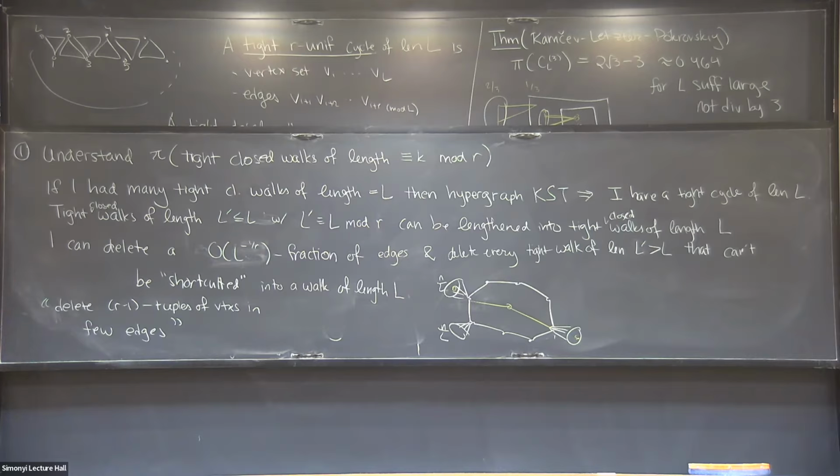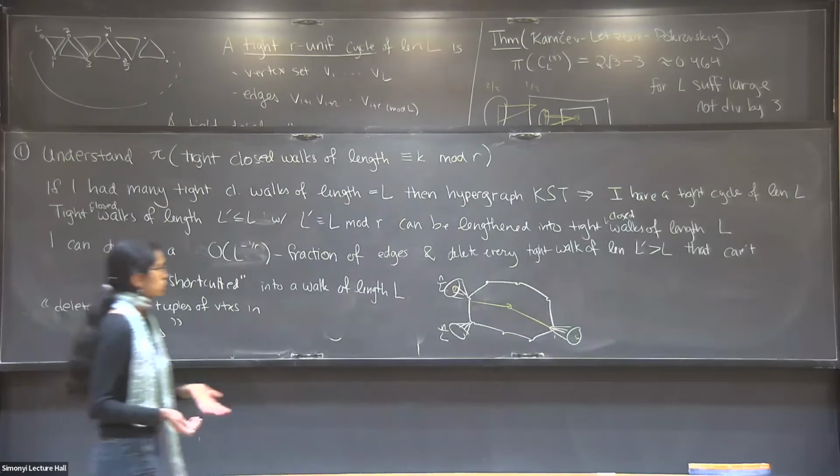So if you combine all of these tricks, I'm speaking a little bit loosely here, but this first trick lets you turn short tight closed walks into longer tight closed walks. The second trick, although I really waved my hands, lets you get rid of the longer closed walks that you can't turn into shorter closed walks.